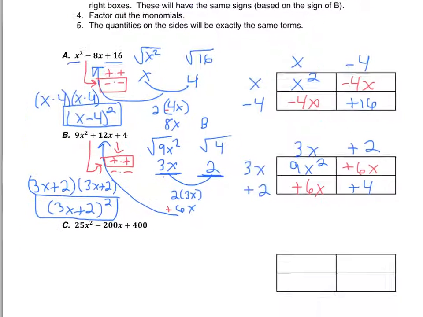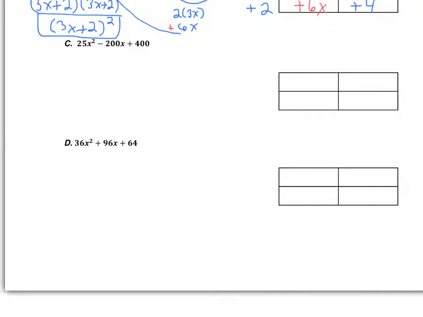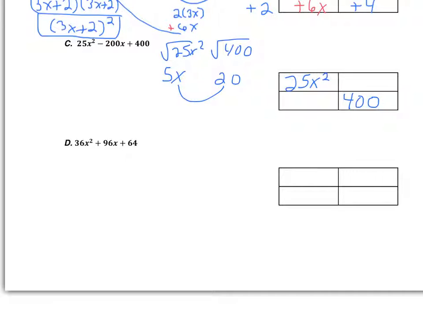Let's look at C and D. So in C I have 25x squared and 400. And if I square root 25x squared, I get 5x. And if I square root 400, I get 20. And if I multiply those together, 5 times 20 is 100x. And if I double that times 2, I get 200.